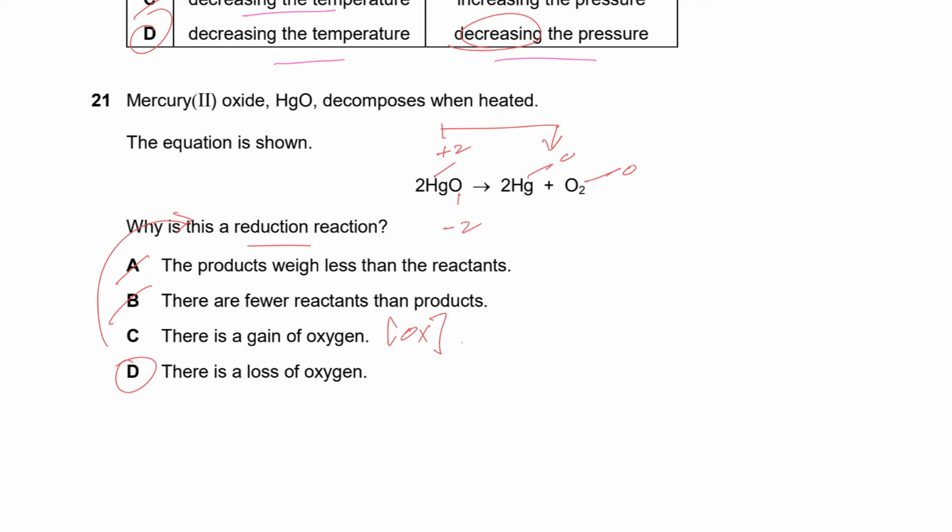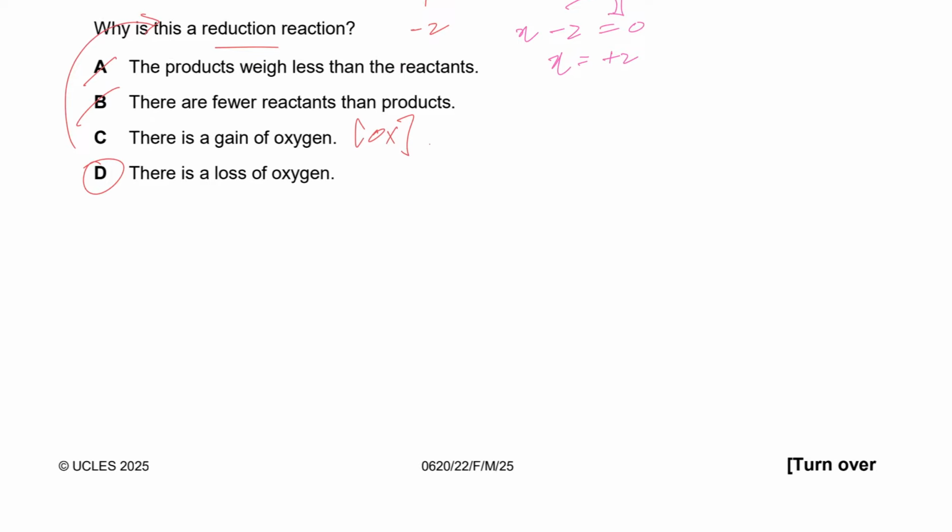How did you know, sir, this was +2? How did I know this was +2? Because let's suppose I did not know mercury. I know oxygen is -2, and the overall oxidation number for any compound is 0. So X equals +2, with -2 on the right. Yeah, that's how I knew it's +2.